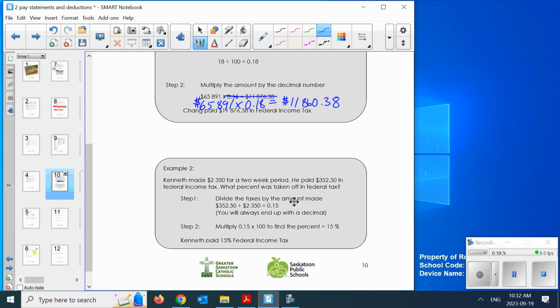Kenneth made $2,350 in a 2-week period. He paid $352 in income tax. What percent was taken off? So if you take it and make it into a fraction, you divide two numbers, big number on the bottom, you get the decimal, and then multiply by 100, you get percent. It's no different than if I write a test for you, you get a percent. Just use this as an example here.